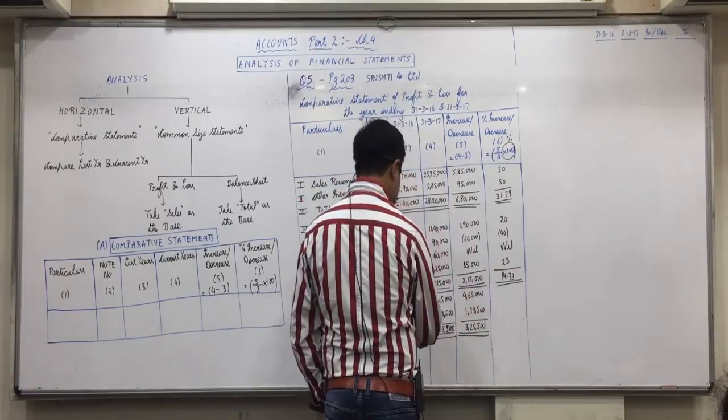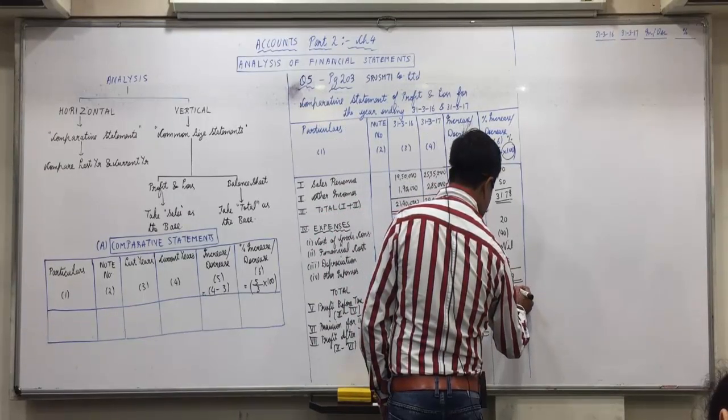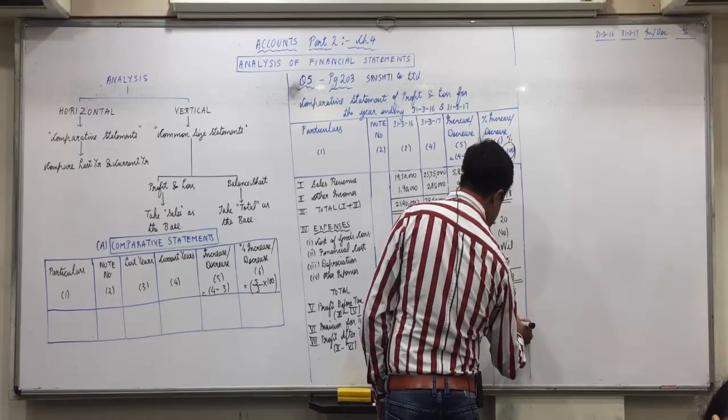4 lakh 65,000 upon 6 lakh 40,000 into 100, 72.66.